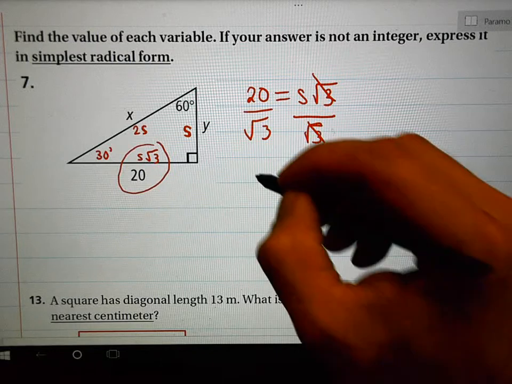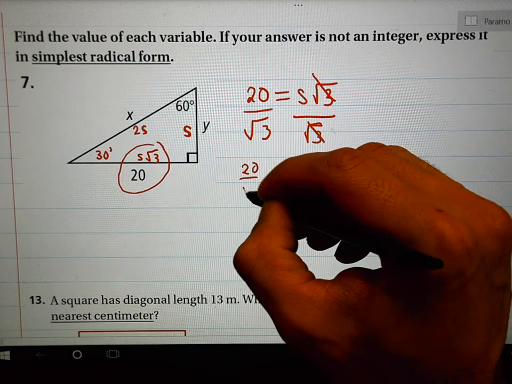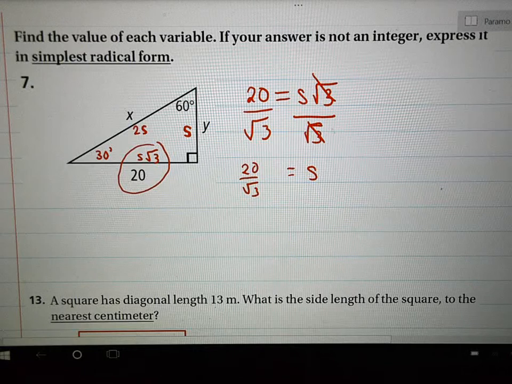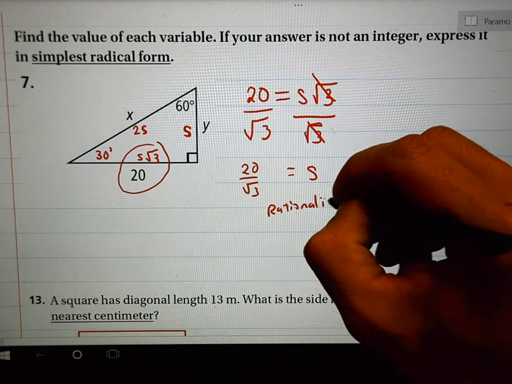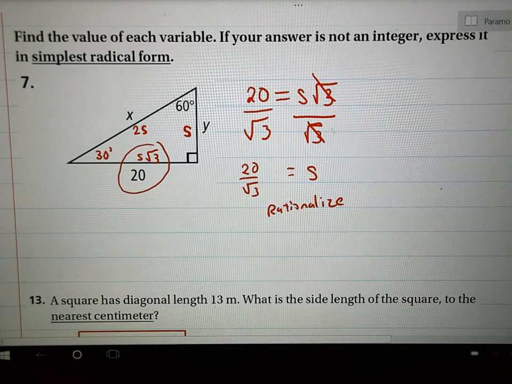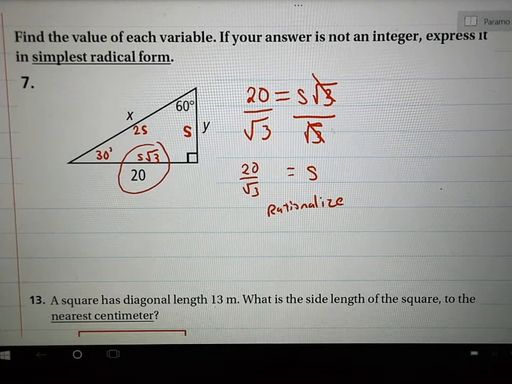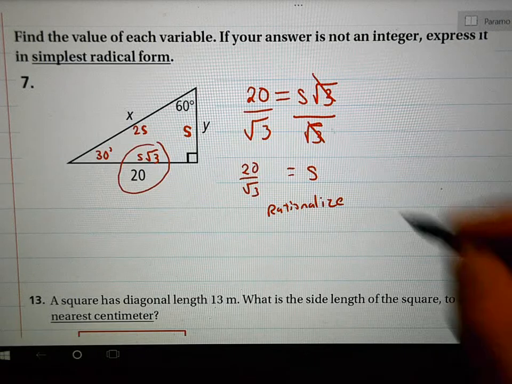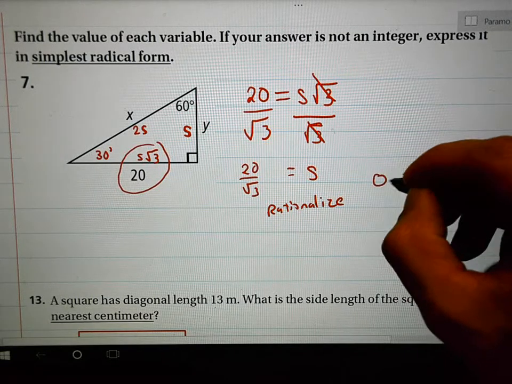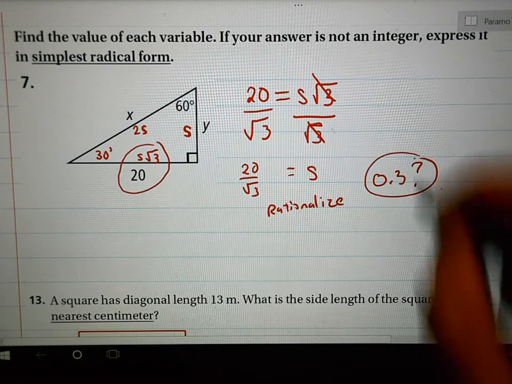Now, normally, you would be done at this point, but this is unrationalized. You do have to rationalize. What does that mean? That means no square roots in the denominator. And so I want to say this comes from the 0.3 notes, but I'm not positive on that. I'm going to put a 0.3 question mark because I'm not sure. I'll have to look it up for you later.